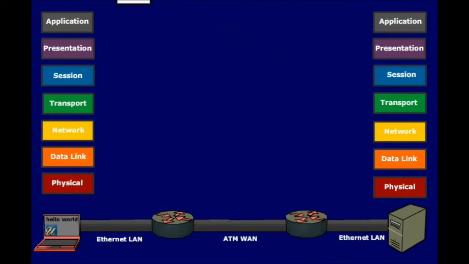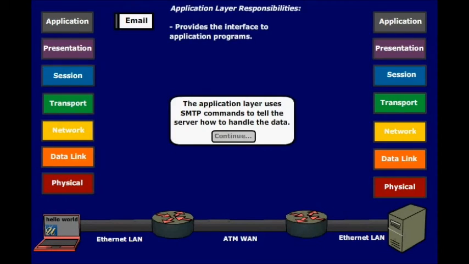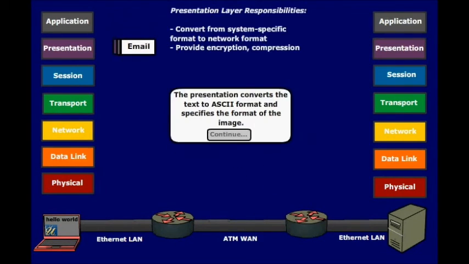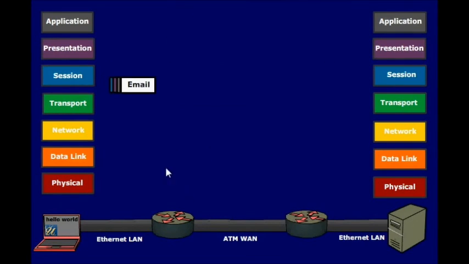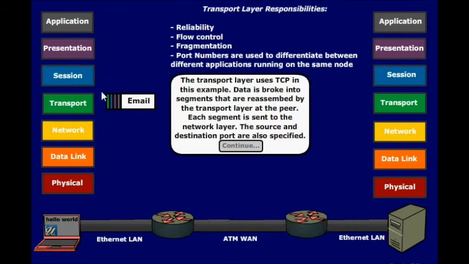The application layer is responsible for providing the interface to the application program and uses SMTP commands. The presentation layer is responsible for converting text to OSI format and specifying the format of the image. The session layer is responsible for facilitating the starting, handling and ending of connections between the nodes. At the transport layer, the data is broken into segments.